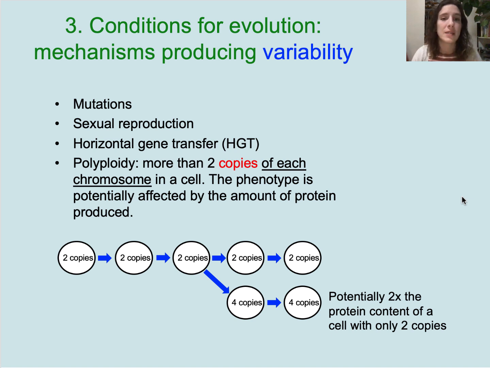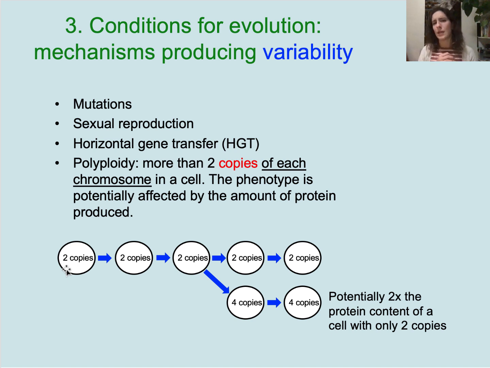Another way that we can see variability, and we see this in plants, definitely not as much in animals at least. We see this a decent amount in plants, so it's worth bringing up very, very briefly. We could talk about this for a much longer time, but we're not going to. Polyploidy is when you've got more than 2 copies of each chromosome, and therefore each gene in a cell. The phenotype is potentially affected by the amount of protein produced. So let's say you normally are an individual that has 2 copies of your gene. So 2 alleles of that same gene.